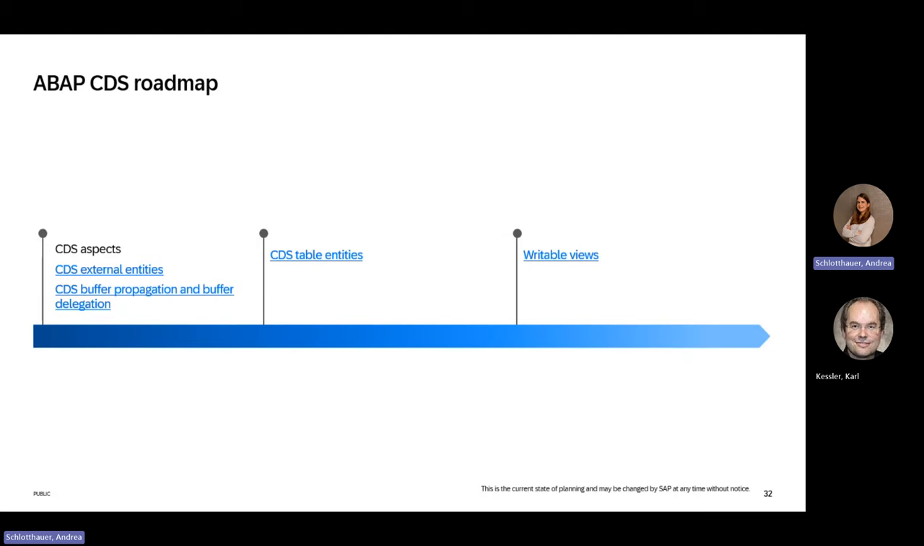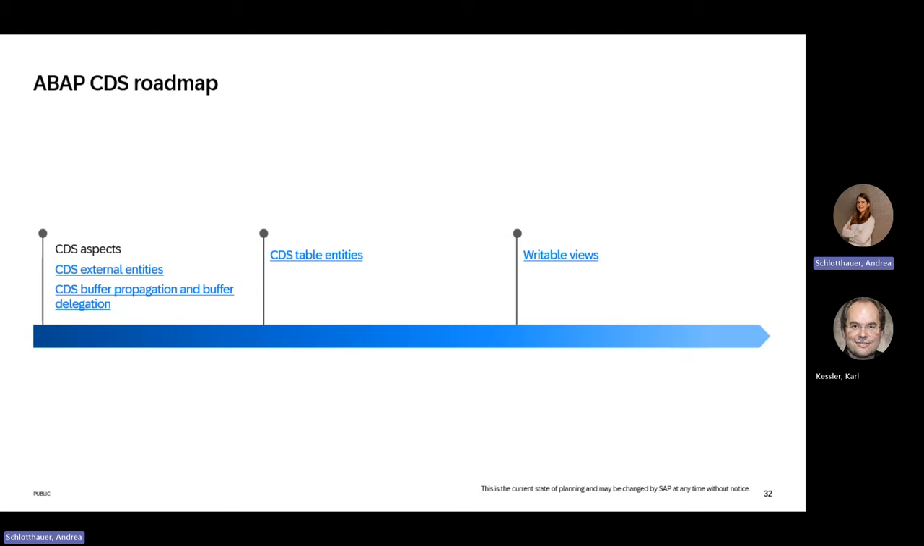Thank you, Andrea. So we just want to look to the future and give you a glimpse of what's coming. Next is planned CDS aspects. These are reuse components of view entities. You can imagine them like ABAP dictionary include structures. They allow you to split entity definitions into parts that you can then reuse.